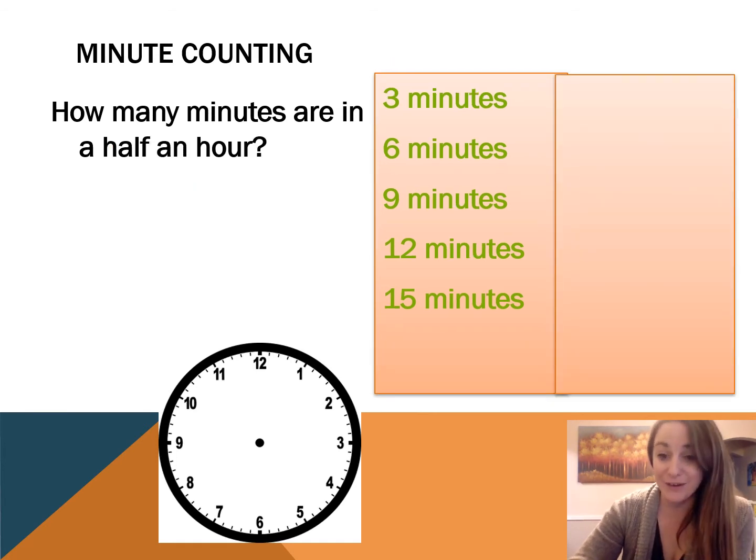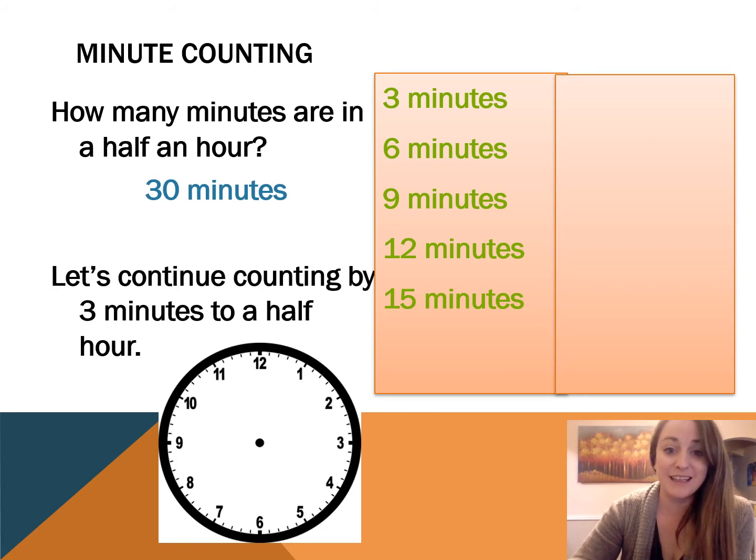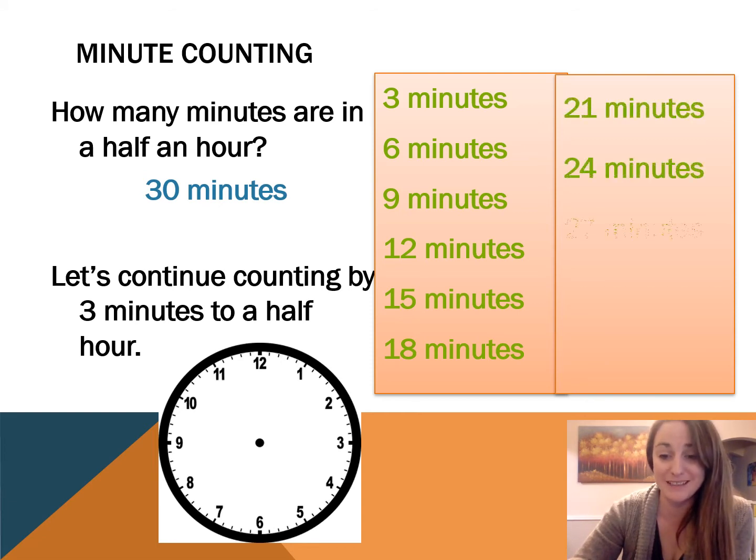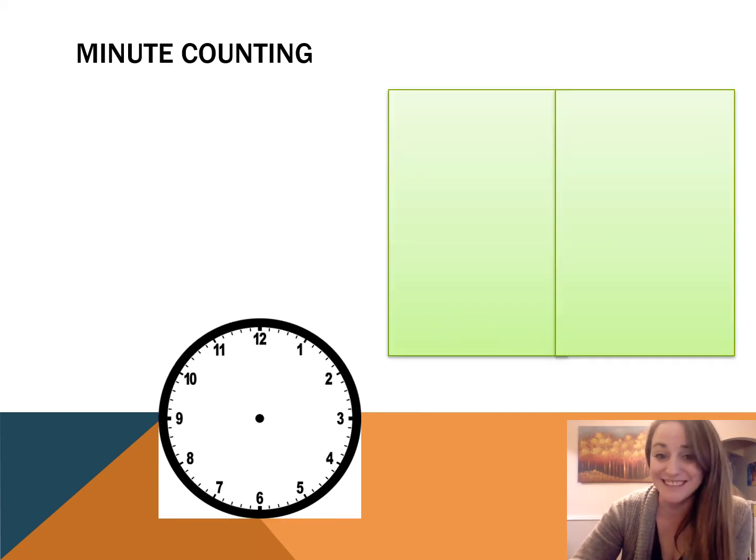How many minutes are in a half hour? 30 minutes. Let's continue counting by 3 minutes to a half hour. 18 minutes, 21 minutes, 24 minutes, 27 minutes, 30 minutes, or a half hour.